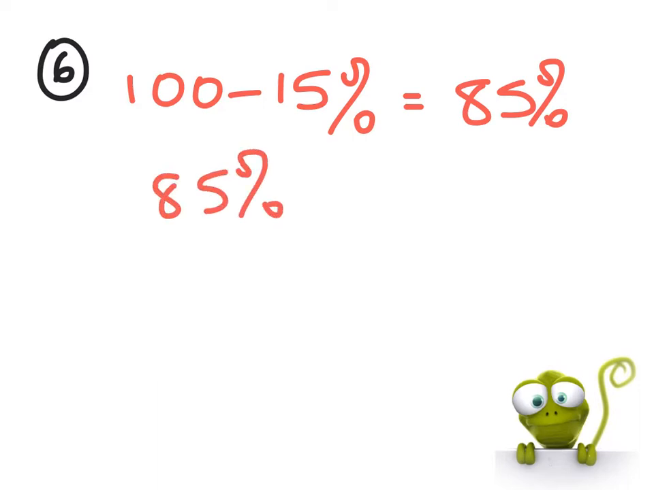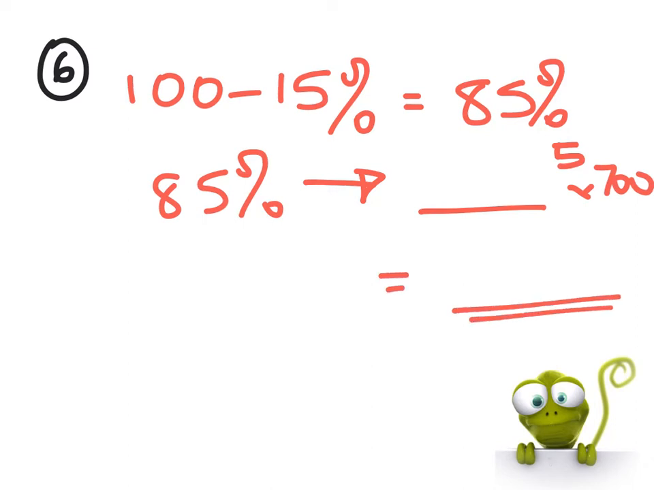85% can get turned into something as a decimal, and then it's that decimal to the power 5, because it's losing water for 5 hours, times the original amount, which was 700. So if you do all that in your calculator, you should come up with the answer.